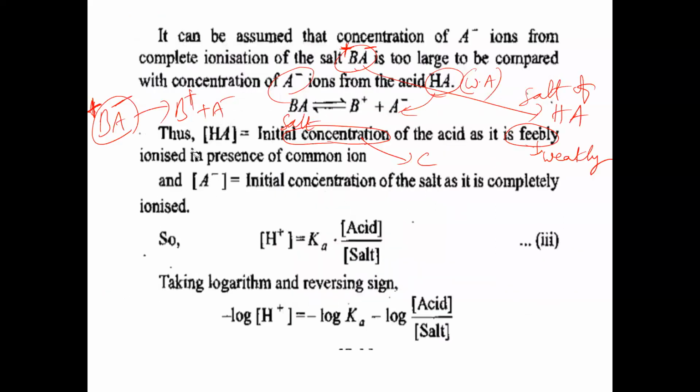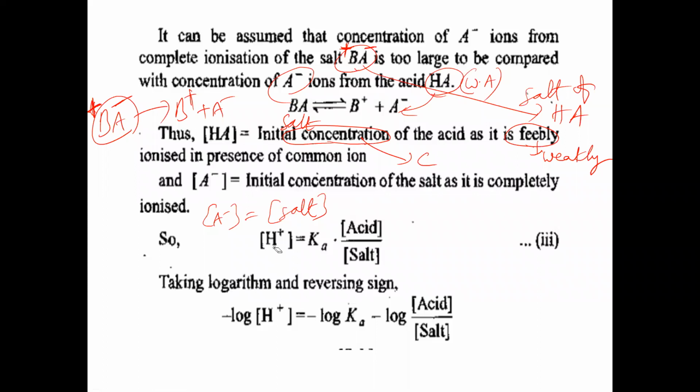Okay. What they are saying is that the concentration of HA means the initial concentration of the acid, as it is feebly, very weakly ionized in the presence of common ion. And A minus is what here? The initial concentration of the salt, as it is completely ionized. Now the square bracket of A minus is taken as the square bracket of salt. The concentration of A minus is nothing but the concentration of salt. A minus is what here? The conjugate base. The concentration of conjugate base is equal to the concentration of salt in this process.